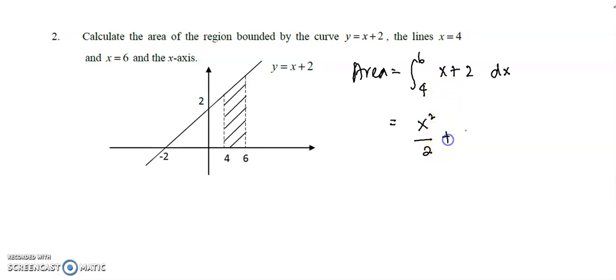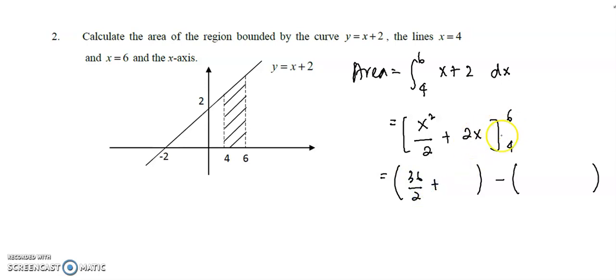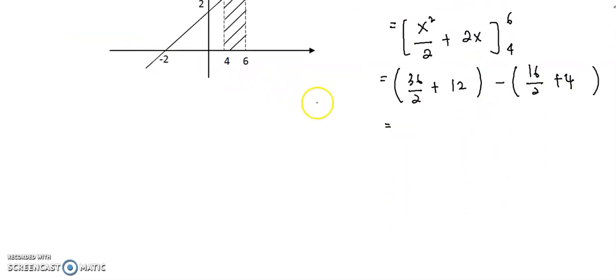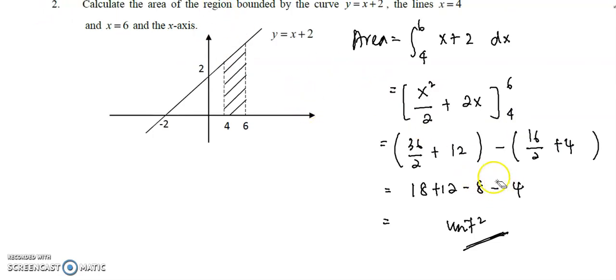You get x squared over 2 plus 2x, with lower limit 4 and upper limit 6. Get ready two brackets so that you can substitute. Upper limit: 36 over 2 plus 2 multiplied by 6, which is 12, minus the lower limit: 16 over 2 plus 8. Simplify: 18 plus 12 minus 8 plus 8. Finally, calculating, you get 18 units squared.